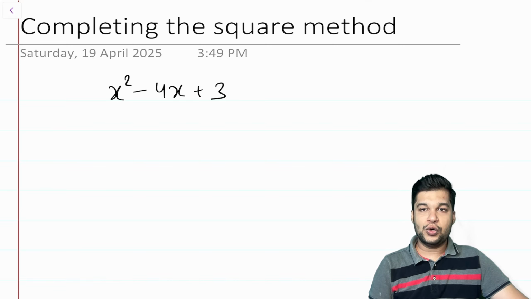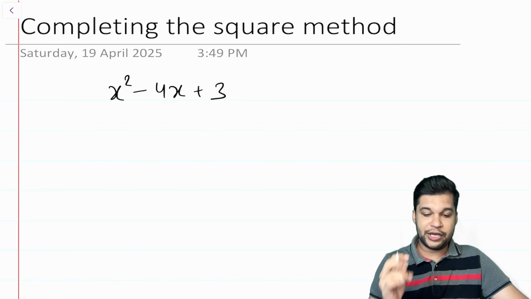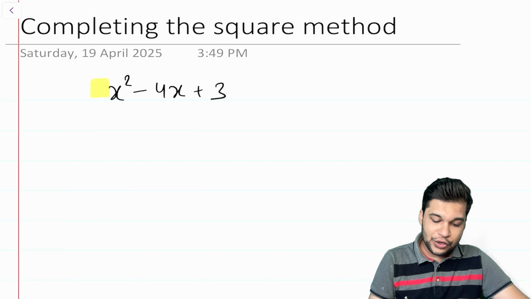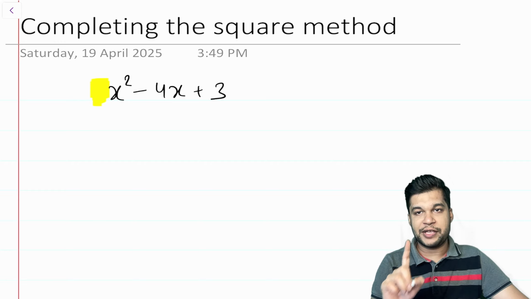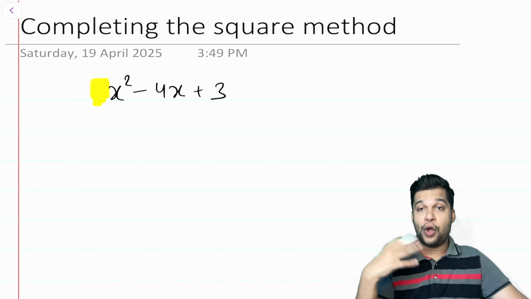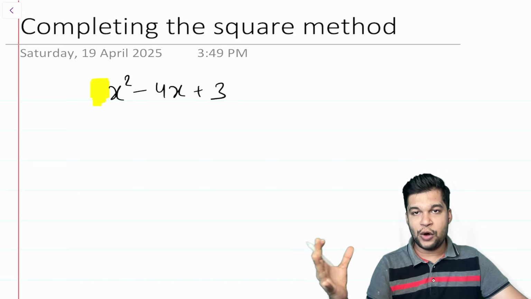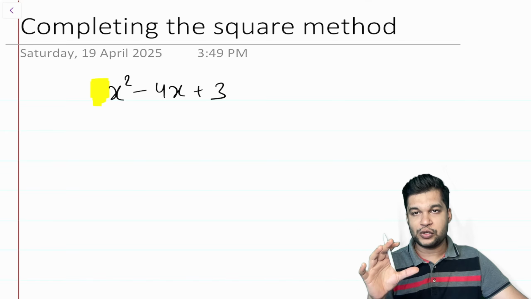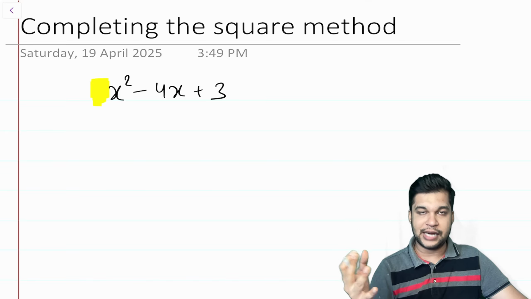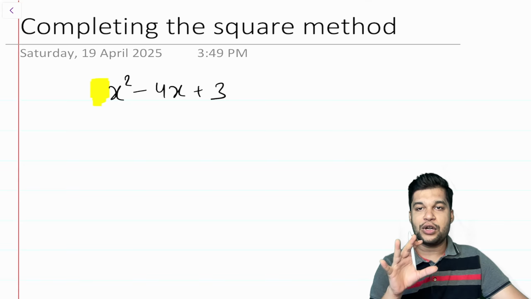Okay, so the first thing that you have to make sure is that the coefficient of x square is 1. If it is not 1, then you make it 1. How do you make it 1? You take that number common. So we'll take one more example and then you'll understand. So in this case, the coefficient of x square is 1.